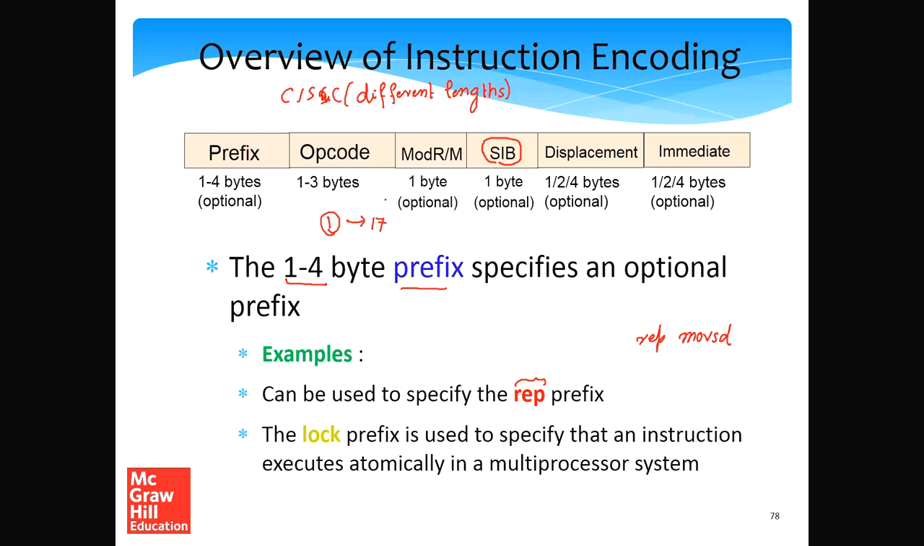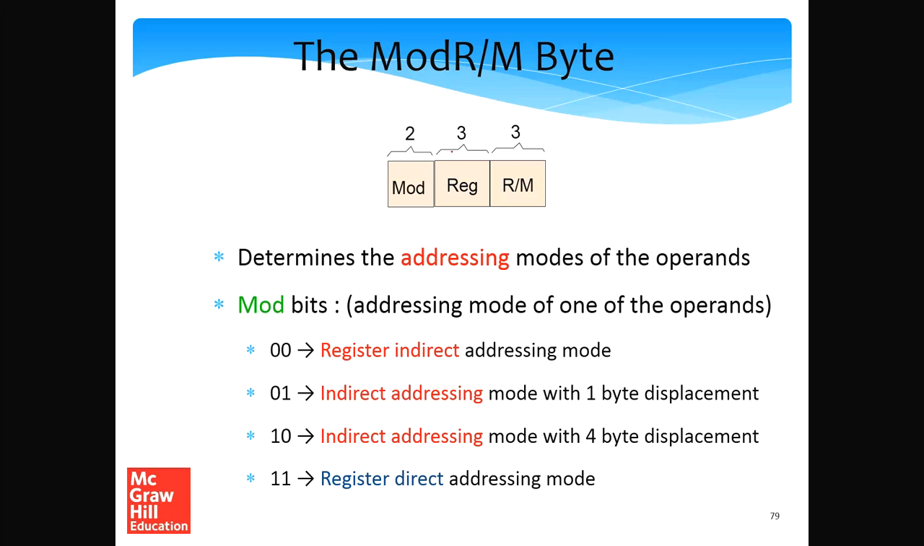The opcode also encodes some other information, but we'll discuss that when we discuss the ModR/M byte. R stands for register and M for memory. This is a single byte, a single 8-bit field divided into three fields. The first two fields are called the mod bits, or the mode bits, and they determine the addressing modes of the rest of the operands. What is the addressing mode of the instruction?